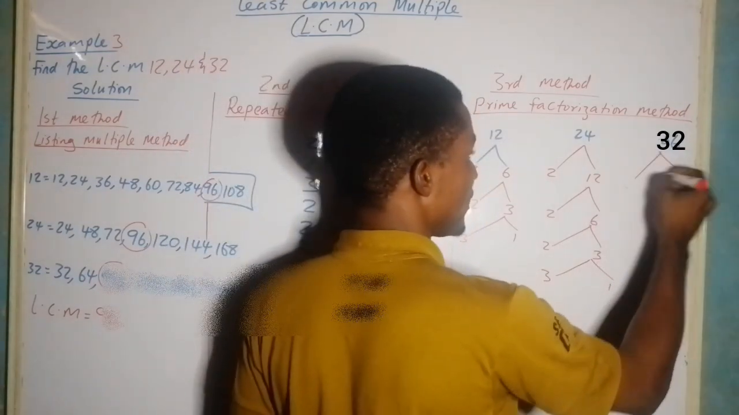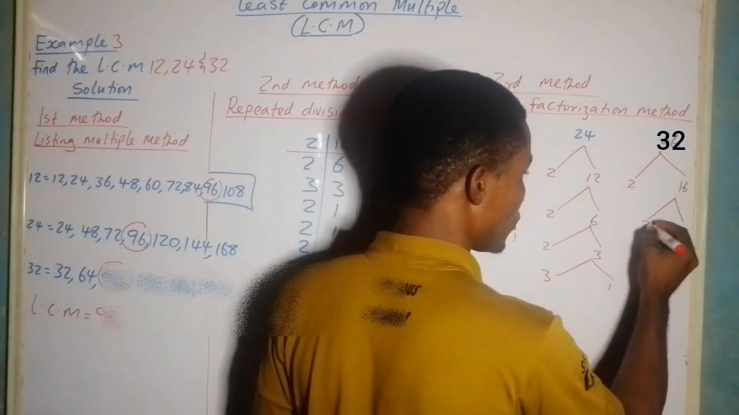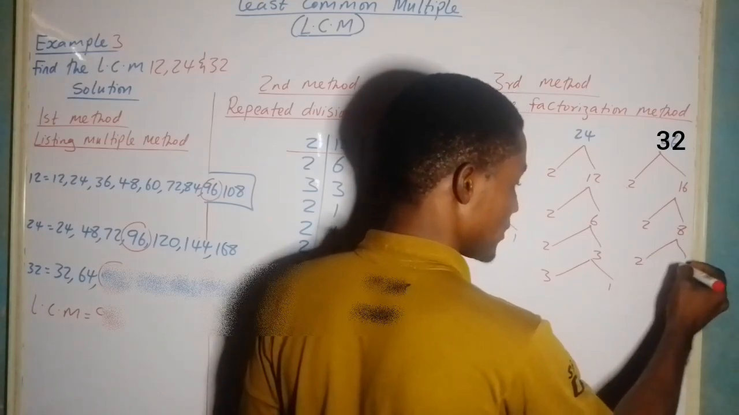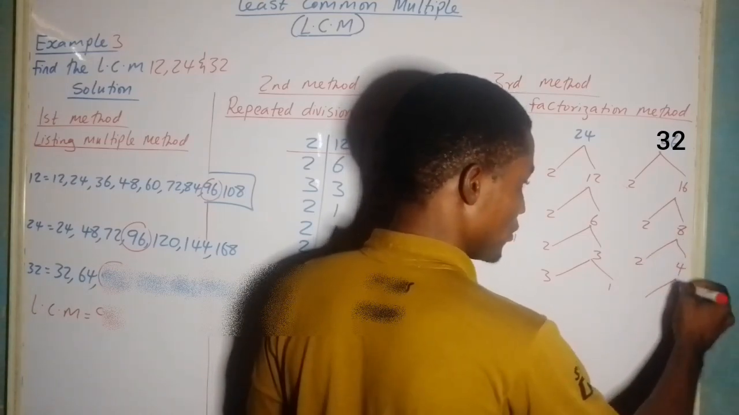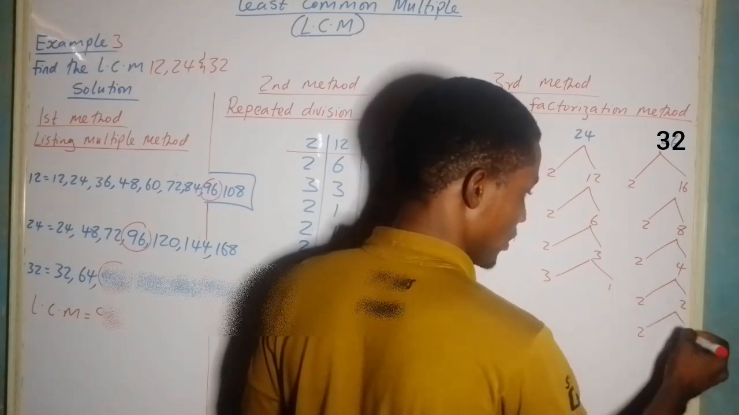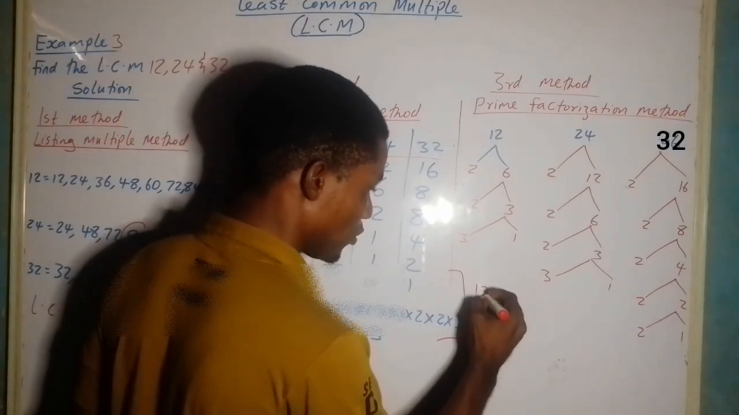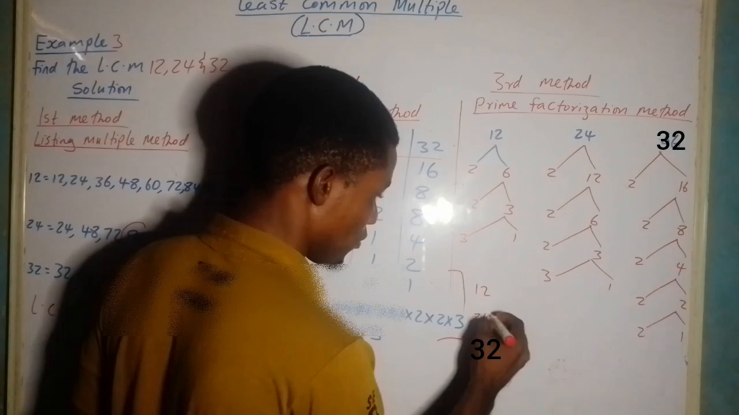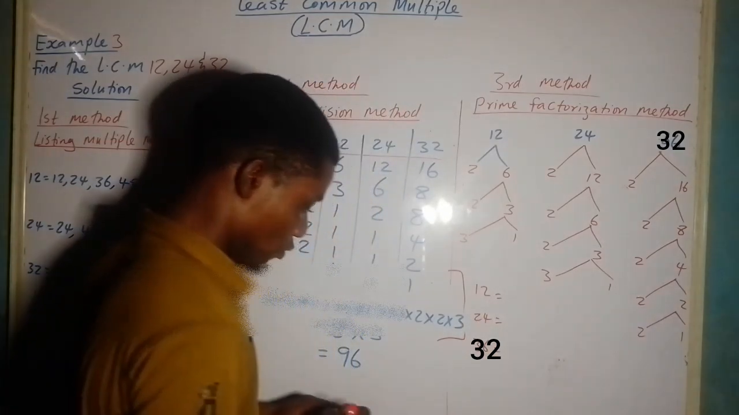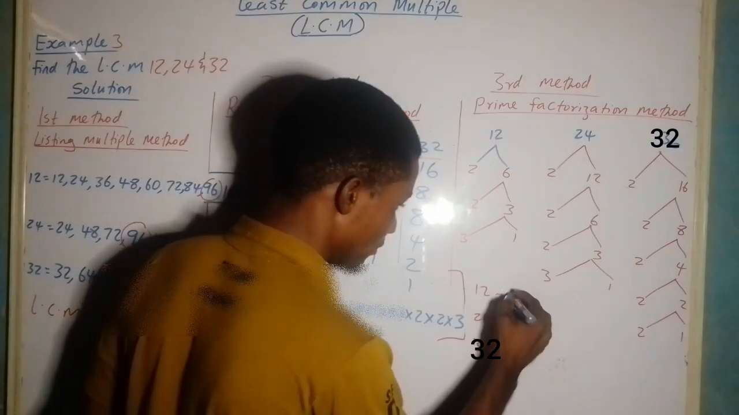Now the next number here, we have 2 times 16. Now 2 times 8 will give me 16. 2 times 4 will give me 8. 2 times 2 will give me 4. And 2 times 1 will give me 2. Now let's list out the prime factors of the numbers. We have 12. We have 24. We have 32. So we go. We have 2 times 2 times 3.